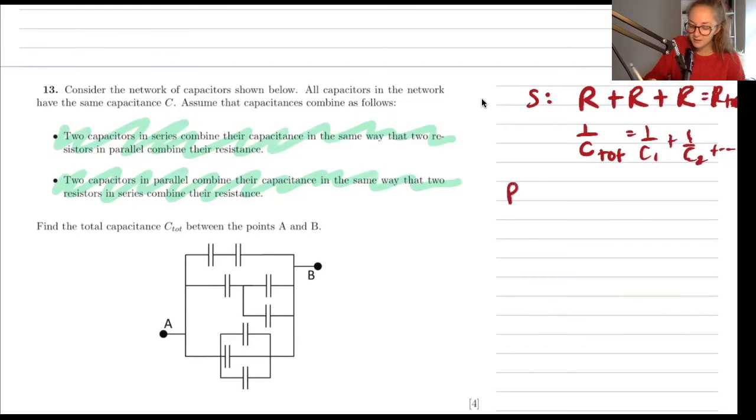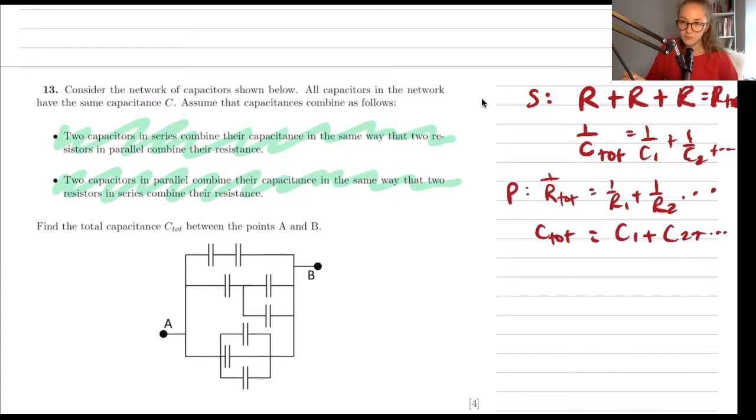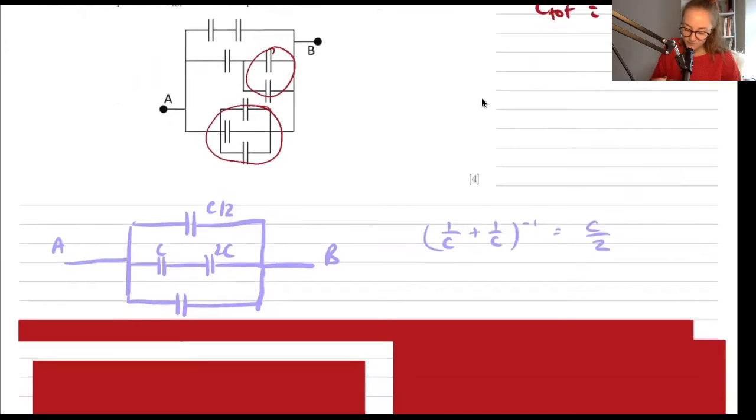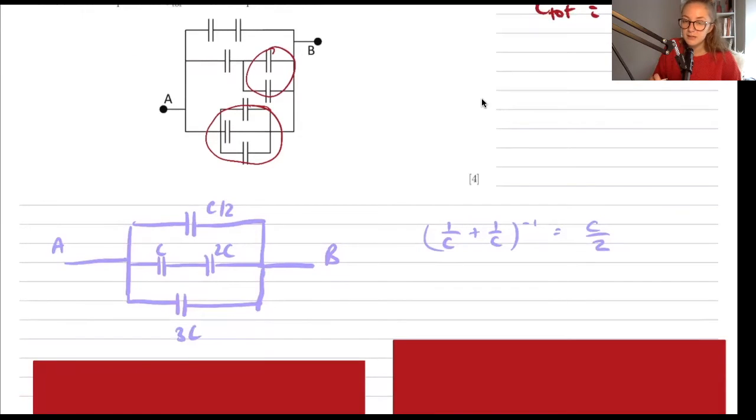And then for parallel, for a resistor, we'd say 1 over R total is 1 over R1 plus 1 over R2, etc. But for a capacitor, the total capacitance is just the sum of the capacitances, like we did for resistor in series. And that's what these rules are telling us. So that means that the easiest things to add up first are these parallel components, right? So like we did for the resistances, we need to add up the branches, and the easiest ones are these ones with these parallel components first.